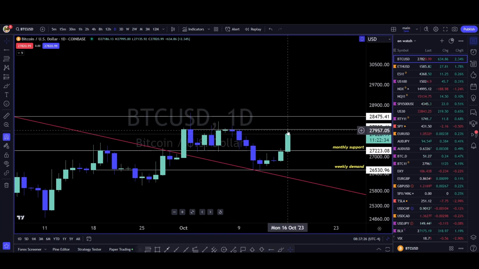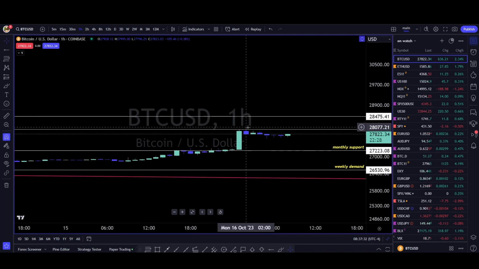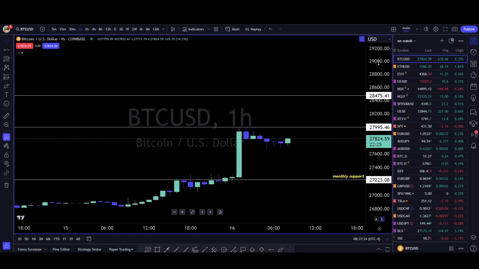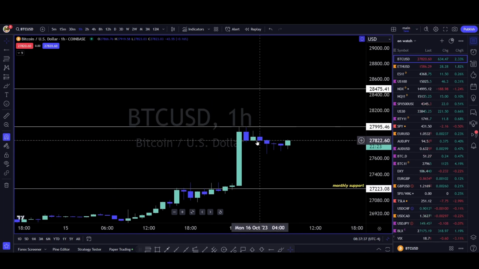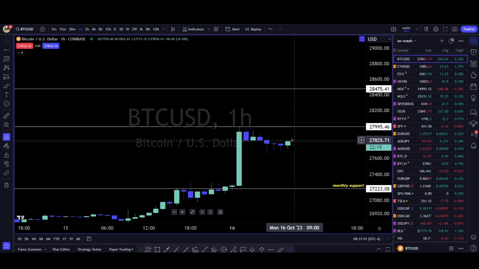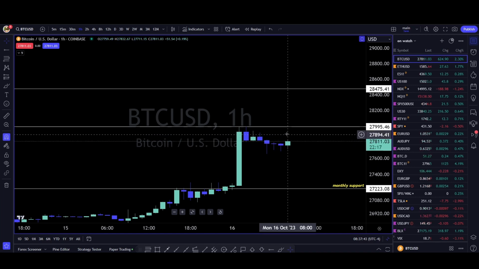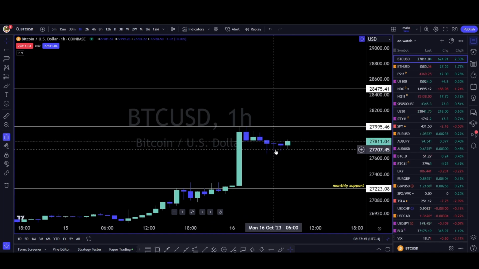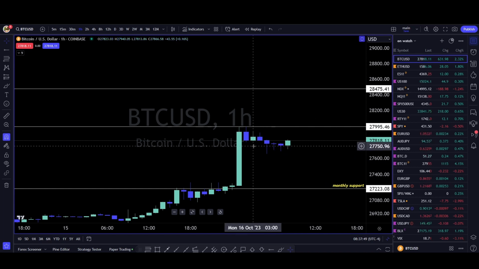You can see it tagged it and backed off a little bit, but I would not be a seller of that level. And this is why, all night since Bitcoin made that explosive move to the upside, it's been trending sideways. And you can see here that you do have a little bit of a move to the upside. So this looks like it's accumulation. It could potentially get sold back off again.